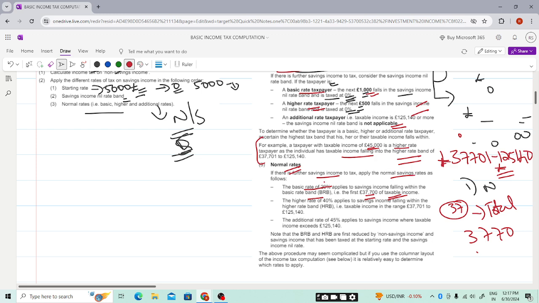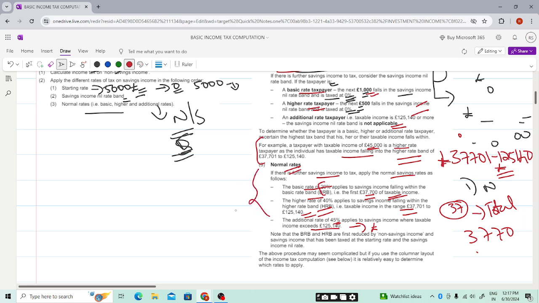So for basic it is at 20%. Higher rate of 40% applies to saving income falling within the higher rate band. What is the higher rate band? Taxable income in the range of 37,701 to 125,140. Additional rate of 45% applies to saving income where taxable income exceeds 125,140 pounds. If this exceeds, you will be taxing at 45%.